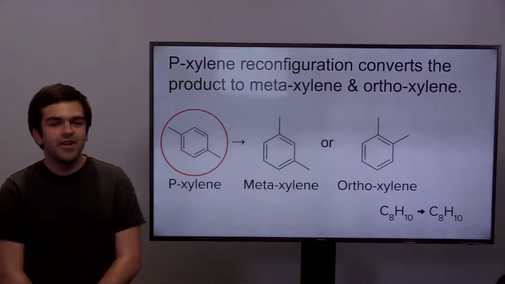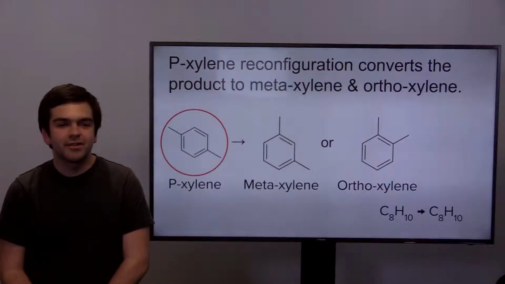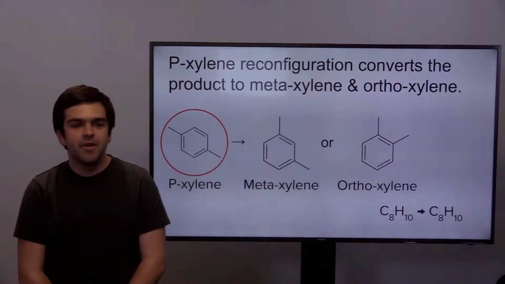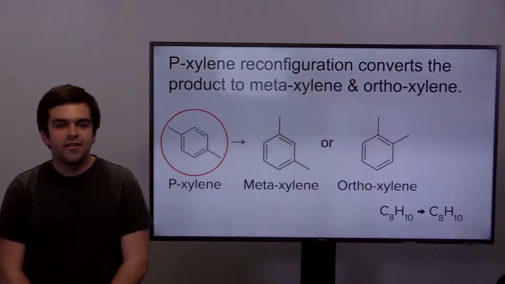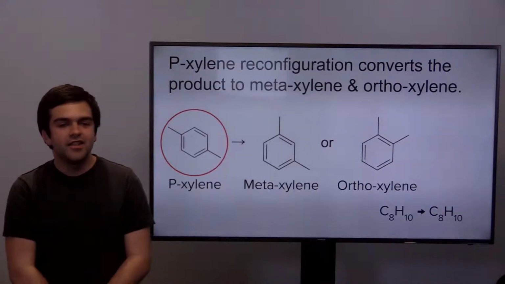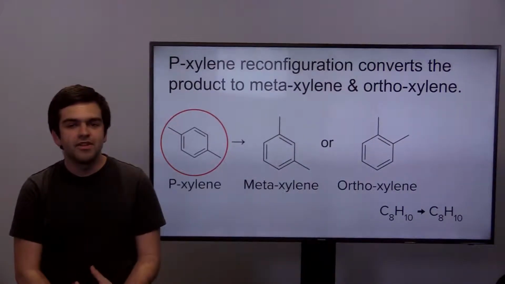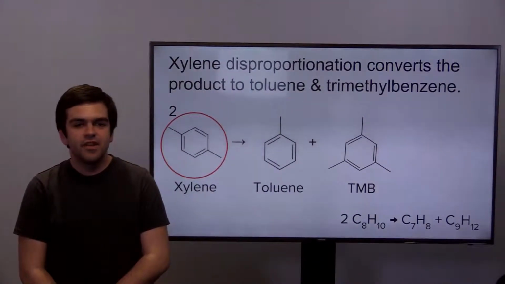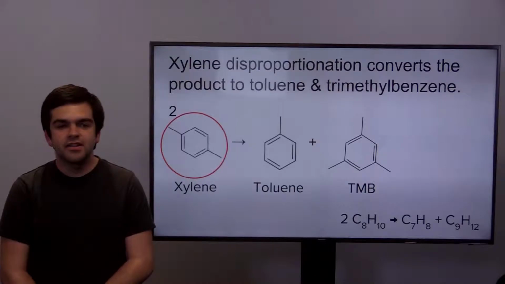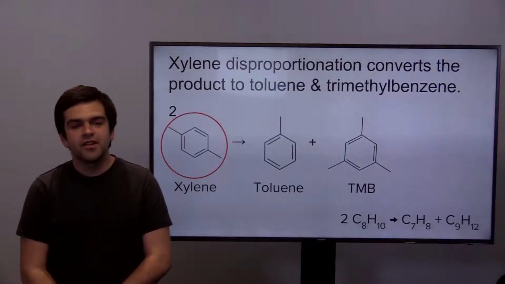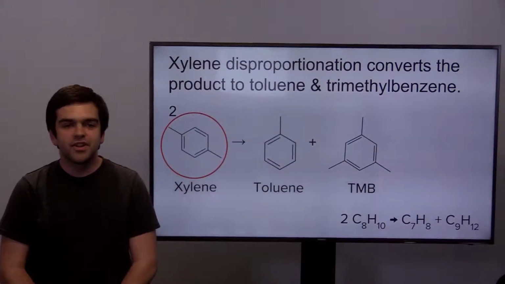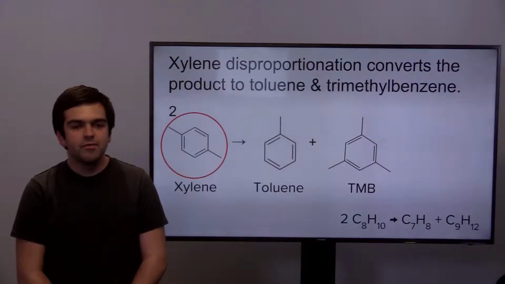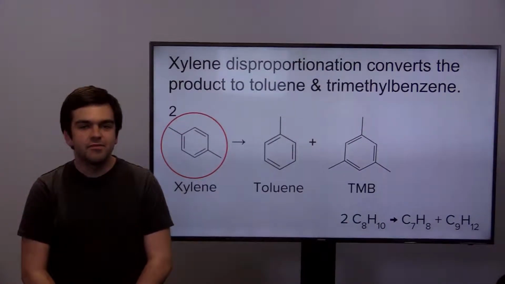One of the many challenges that we've encountered in designing this process is that paraxylene reconfigures into the isomers metaxylene and orthoxylene, and thus we've had the issue of trying to limit this reconfiguration. Another challenge is that paraxylene undergoes a disproportionation reaction to toluene and trimethylbenzene, toluene being our initial feed and trimethylbenzene being waste.